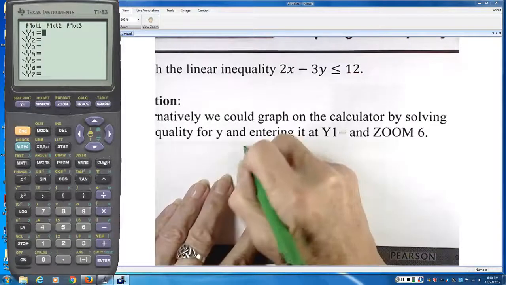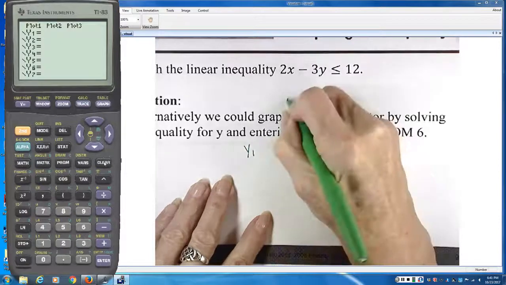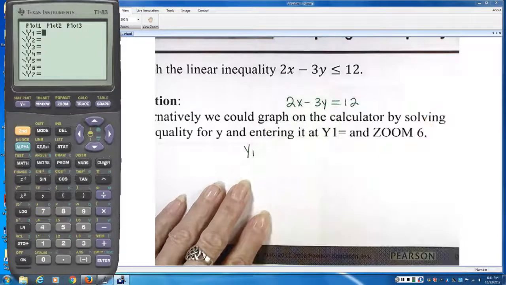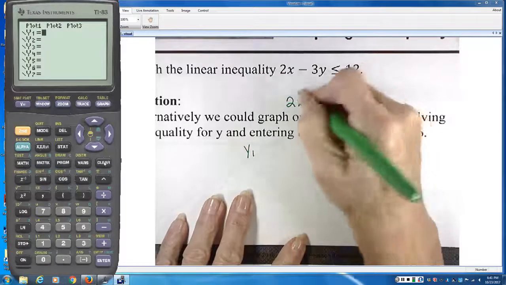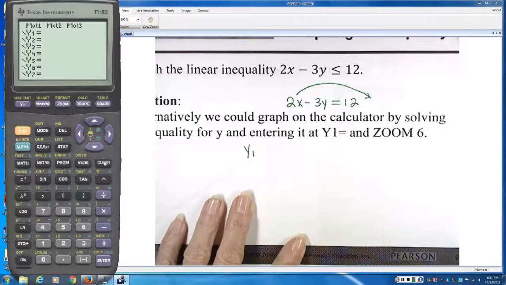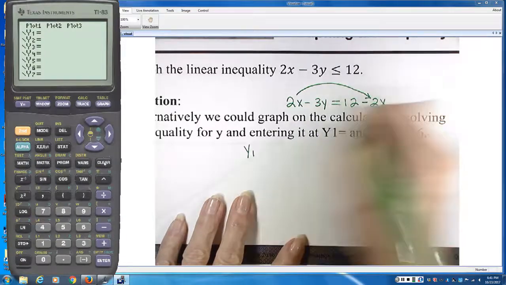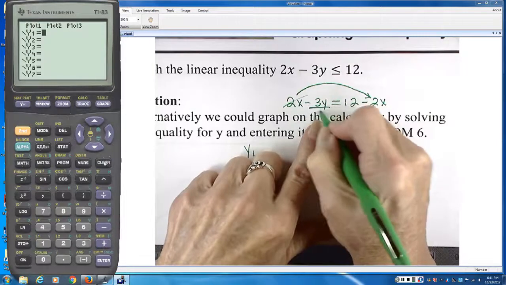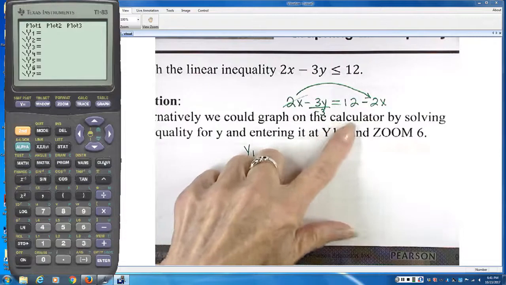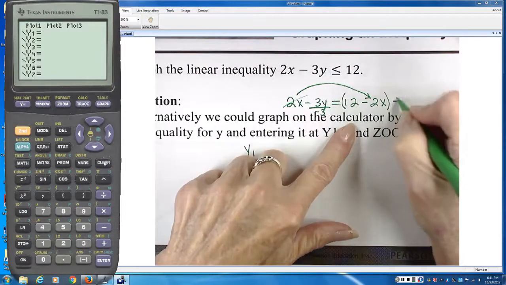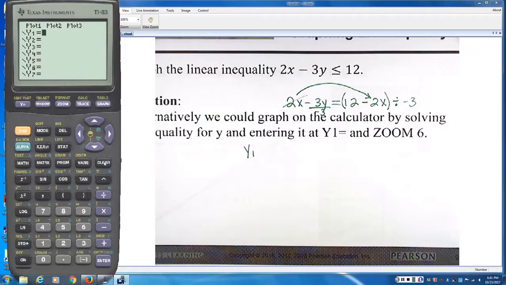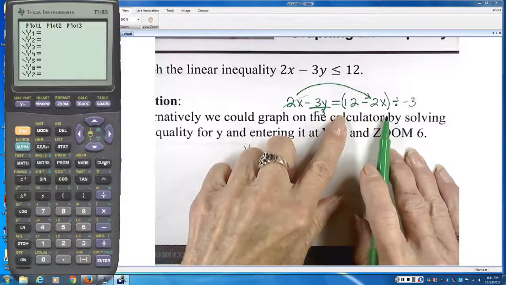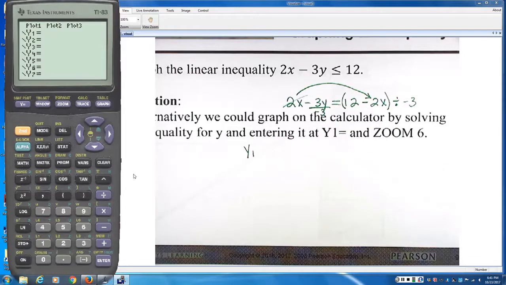So what I'm going to do is, when I go to y1, and if I'm trying to draw the graph of 2x minus 3y equals 12, I know I've got to do 2 things. The first thing is I've got to move the 2x over to the other side, which means I'm going to need to subtract it. And then I'm going to need to get rid of that -3, so I'm going to divide both sides by -3. The way that I'm showing that I'm dividing everything by -3 is just put parentheses around the 12 minus 2x. So when I graph this, I'm going to get the right graph.